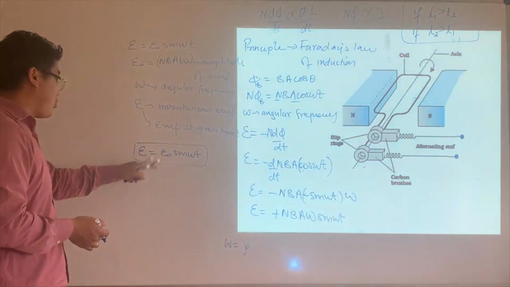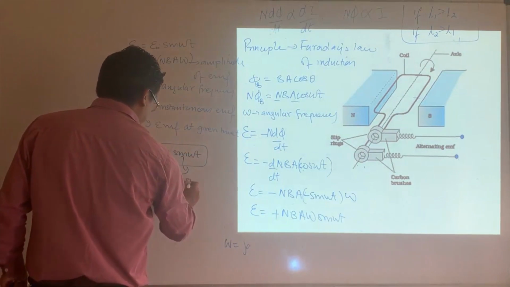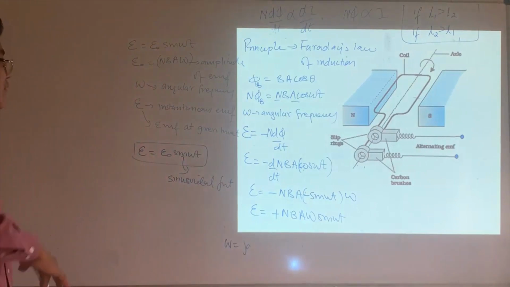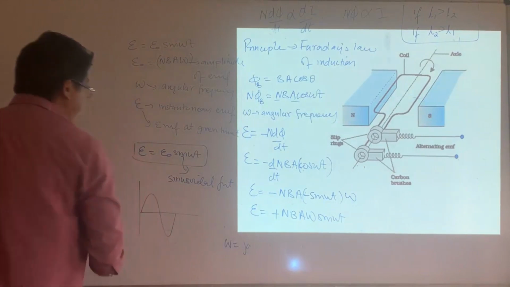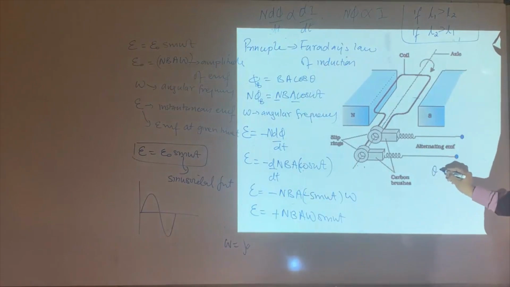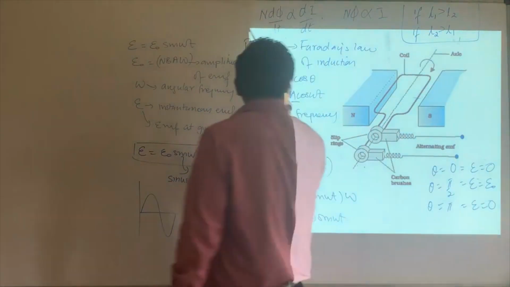Sine is a sinusoidal function. So EMF is given by a sine function, right? For theta equal to 0, EMF is equal to 0. For theta equal to 90 degrees, EMF is maximum. For theta equal to pi, EMF is 0. This is how it goes, right?